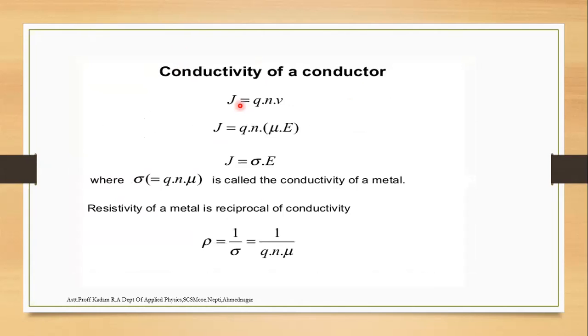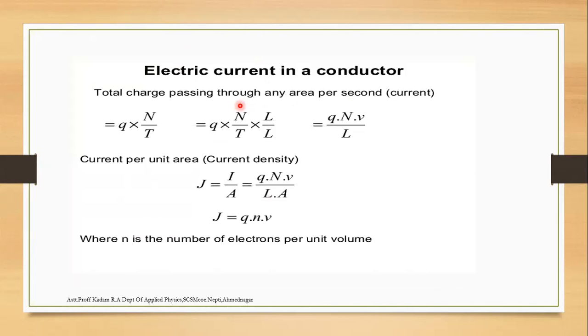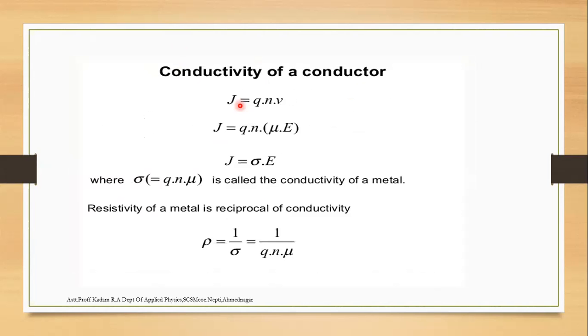J is equal to Q N V. Q is the charge, N is the number of electrons per unit volume, and V is the drift velocity. So J is equal to Q N, where the drift velocity is represented by mu into E. Here mu is the mobility and E is the electric field. That whole relation, Q N mu, is represented by sigma. So J is equal to sigma into E.